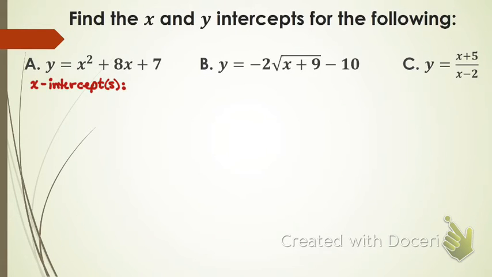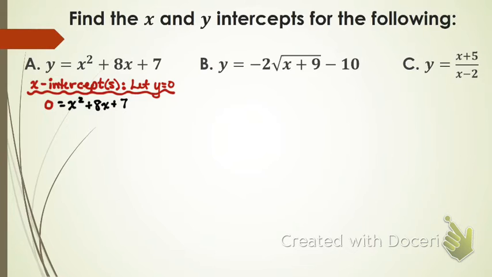What do I set equal to 0 if I want to find an x-intercept? Y. Yeah. Let y equal 0. So I'm going to put 0 in the place of the y: 0 equals x squared plus 8x plus 7.